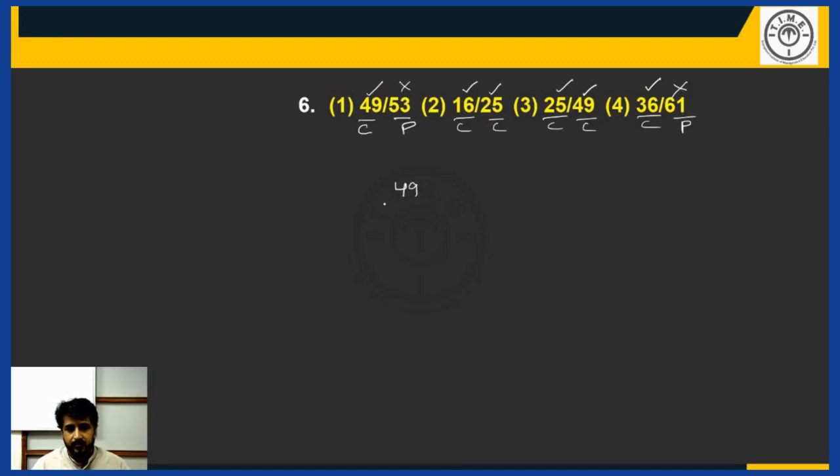Okay. Numerator, denominator. What is the difference? It is 4. 40 and 50, the difference is 4, which is 2 square. Second option, 16, 25, numerator, denominator. The difference is 9, which is 3 square.